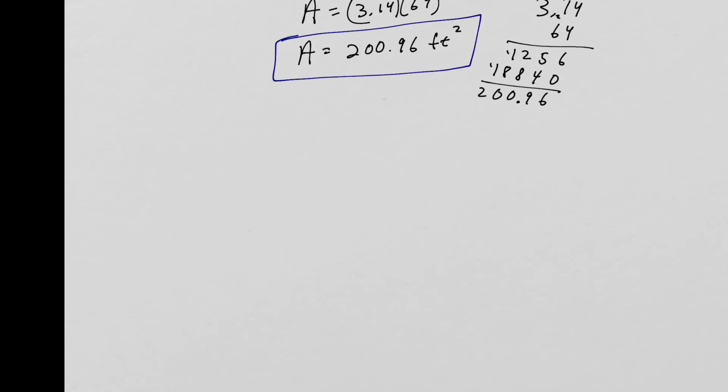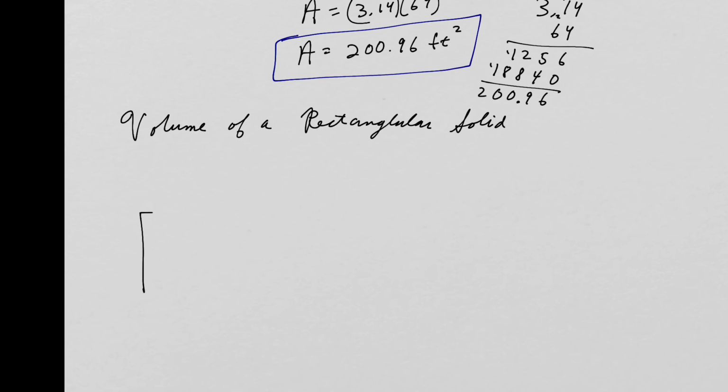Okay, and then the last thing I want to talk about is the volume. And in particular, we're just going to look at one object, the volume of a rectangular solid. What is a rectangular solid? You can think of it as a box. So if I draw, see if I can draw this box here.